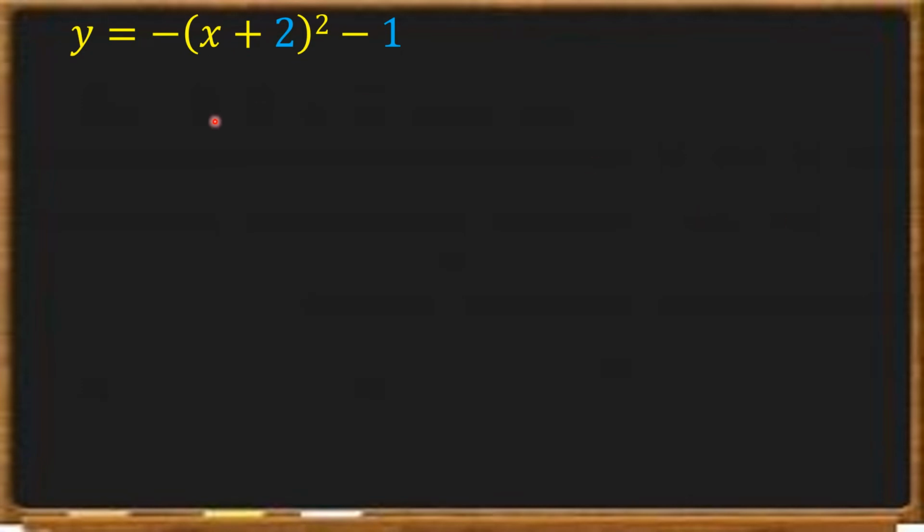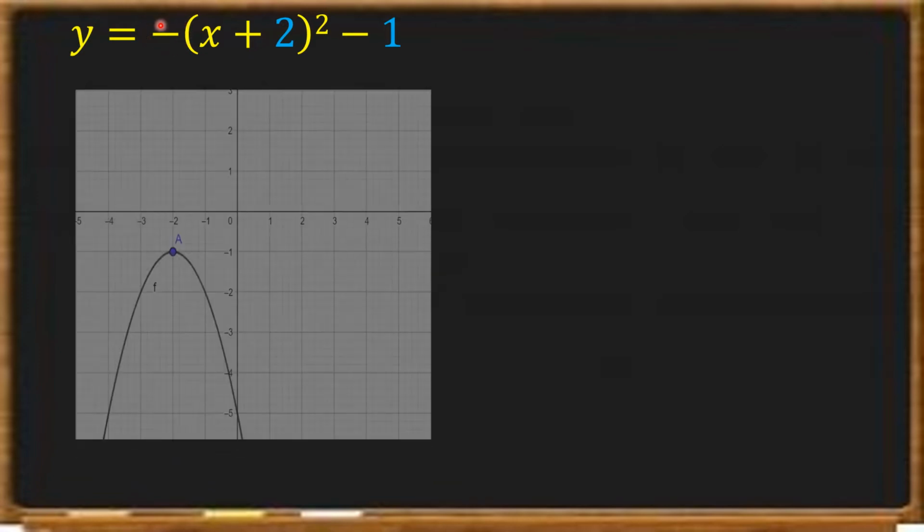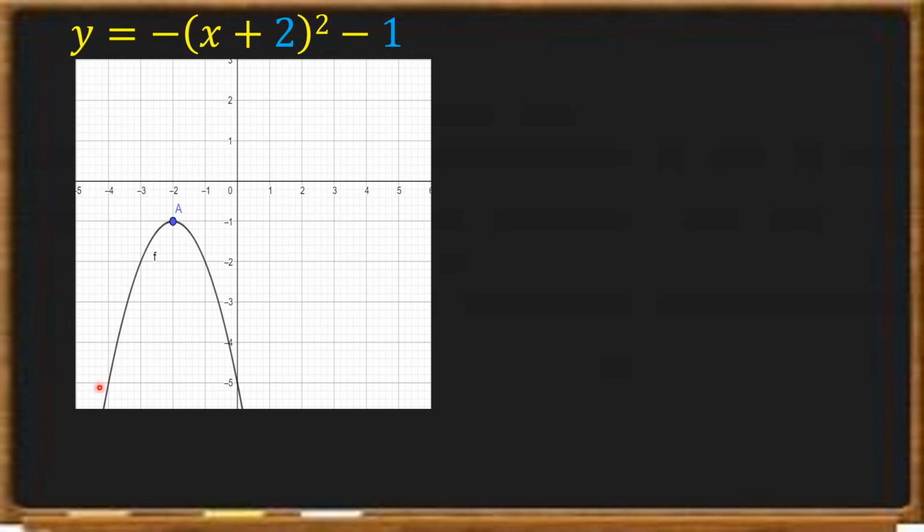Okay, from this quadratic function, y is equal to negative quantity x plus 2 squared minus 1, the graph here is downward because of your negative here. If it is positive, that is upward. So the parabola opens downward, this one.